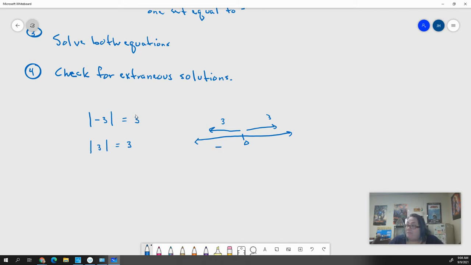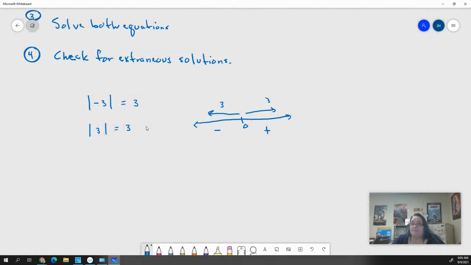Negative just means it goes in the negative direction. Positive means it's going in that positive direction, right? But it's still just a distance of 3 from 0. And no matter which way we go, it's still only 3 places away from 0, whether it's positive or negative. Does that make some sense?